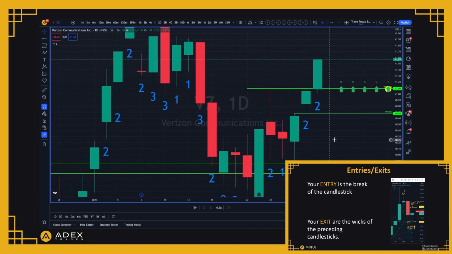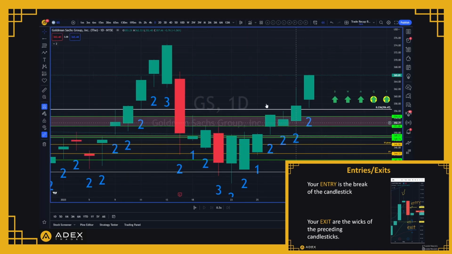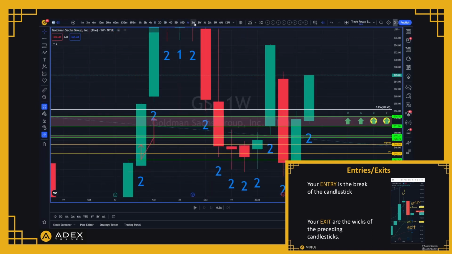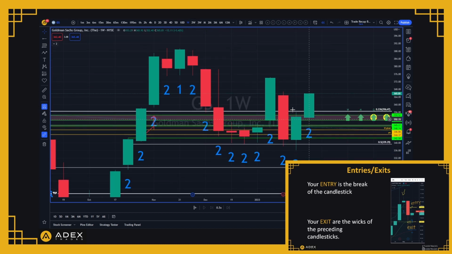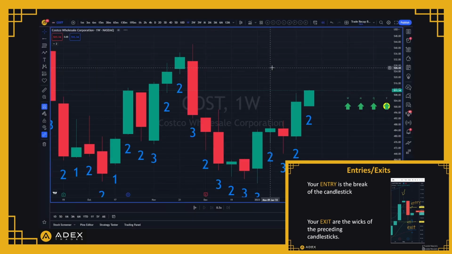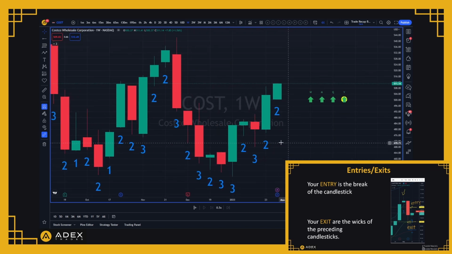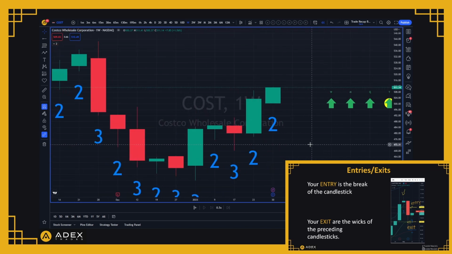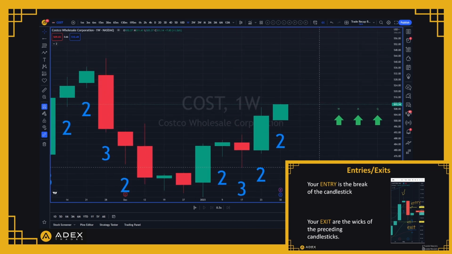A 322, if you go to GS, I believe GS is a 322 on a higher time frame. Is it? Oh no, what is it? Costco. Oh yeah, Costco, 322 on a higher time frame. Price action anywhere is price action everywhere. 3, 2 up, 2 up. All right. Hopefully that makes sense, Ifi. Yes, it does. Perfect.